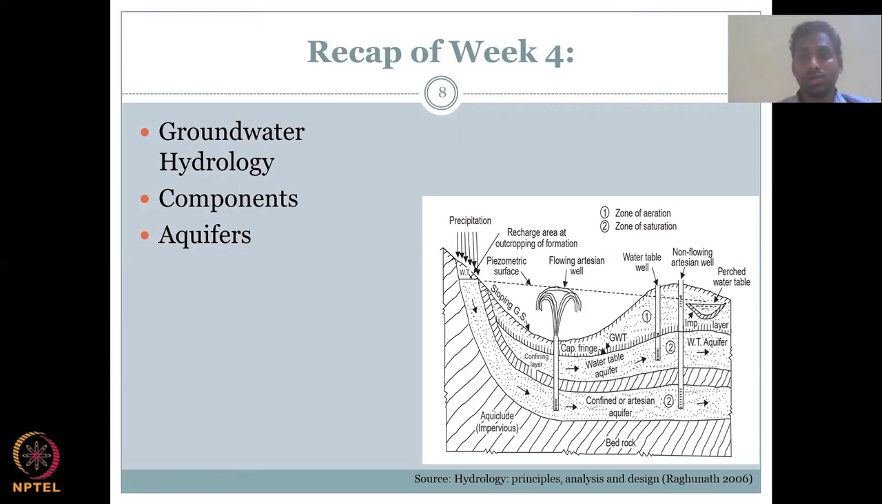So these components, we looked at many illustrations, and we understood that if there is a confining unit or an impervious layer in between the aquifers, then the aquifer is divided as an unconfined and confined aquifer. The unconfined aquifers have the top surface open to infiltration, precipitation coming in, whereas the confined aquifers have a confining unit both on the top and the bottom. So any system can have only one unconfined aquifer, but the confined aquifers can be multiple. And depending on the placement of your wells and the depth of the wells, they get different names, right?